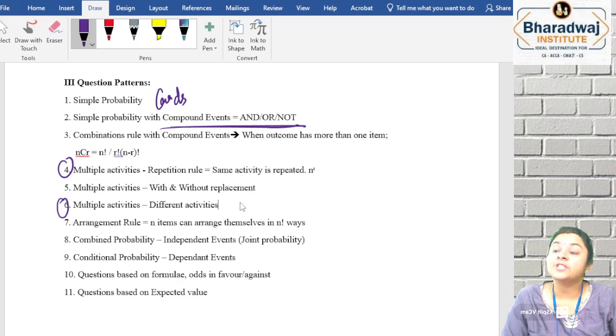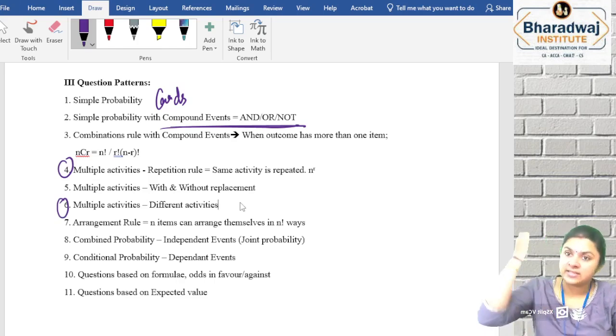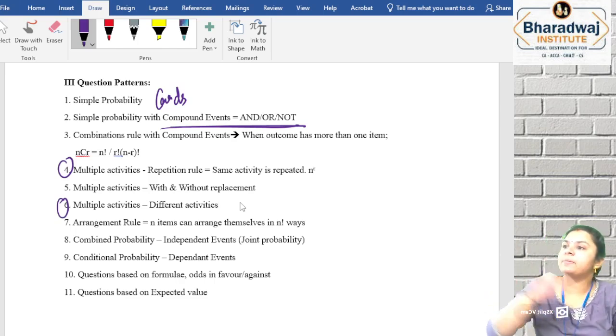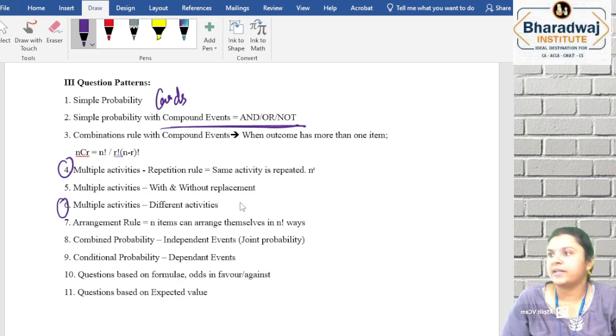Next, arrangement rule. We have learned this even in permutation. Number of people standing in a line, n factorial. 4 digits are arranged, 4 factorial. So the arrangement rule is n factorial.